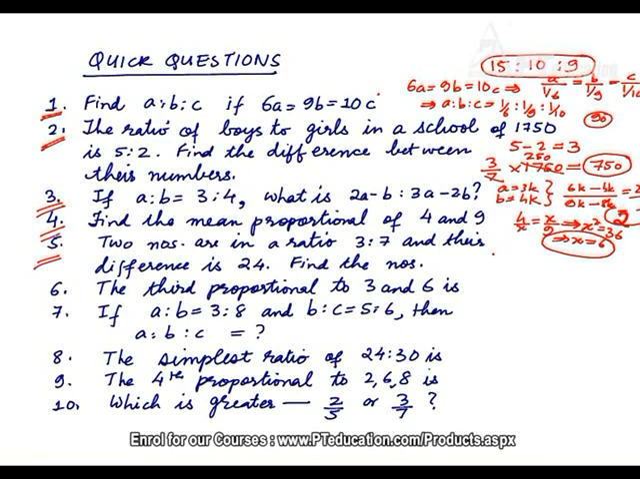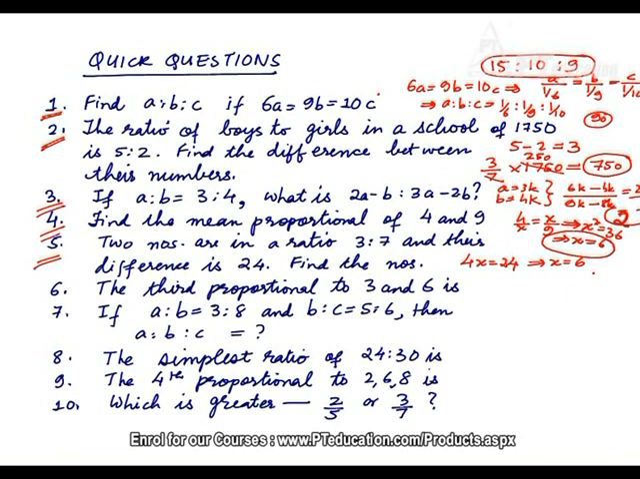Two numbers are in a ratio 3 is to 7 and the difference is 24. Find the numbers. Once again, very simple. If 3x and 7x are the numbers, then 4x is given to be 24. So that gives me x is equal to 6.